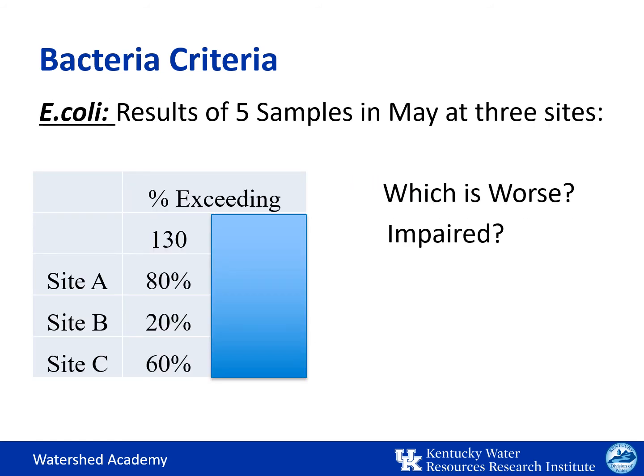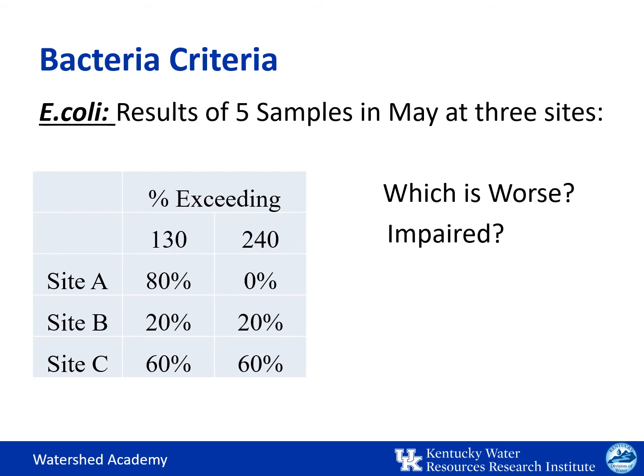So here we have some summary statistics from E. coli based on results of 5 samples in May taken at 3 sites. So which of these sites is worse, A, B, or C? Here you're looking at the percent that's exceeding 130 MPN per 100 milliliters. So it appears that site A is the worst, correct? What about now? This is the percent exceeding 240. Well, now you can see site A never exceeded that amount. Site B, about the same amount, and site C, 60%. So which one's worse?